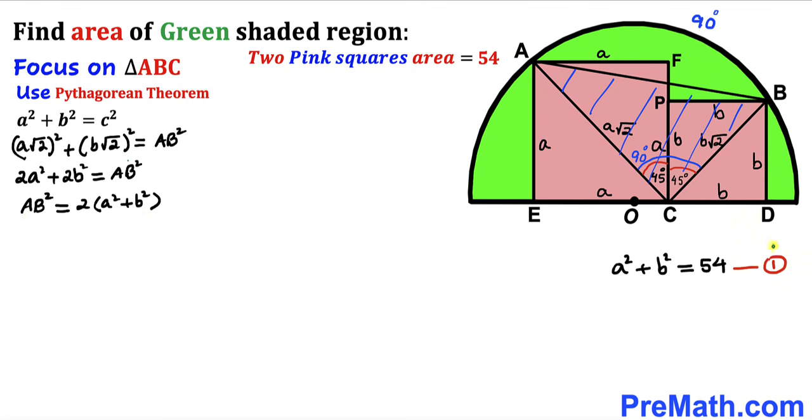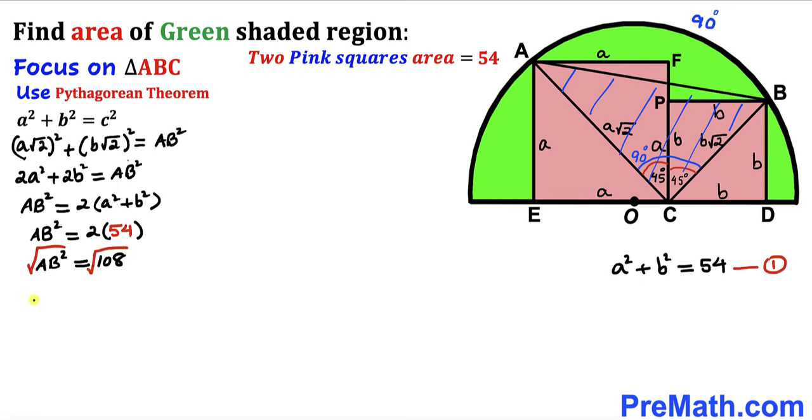And now from this equation 1 we know our a square plus b square value is 54. So therefore I am going to substitute this a square plus b square value as 54 over here. As you can see in this next step, I have substituted this value 54 over here. So therefore our AB square value turns out to be 108. Now I'm going to undo this square by taking a square root on both sides.